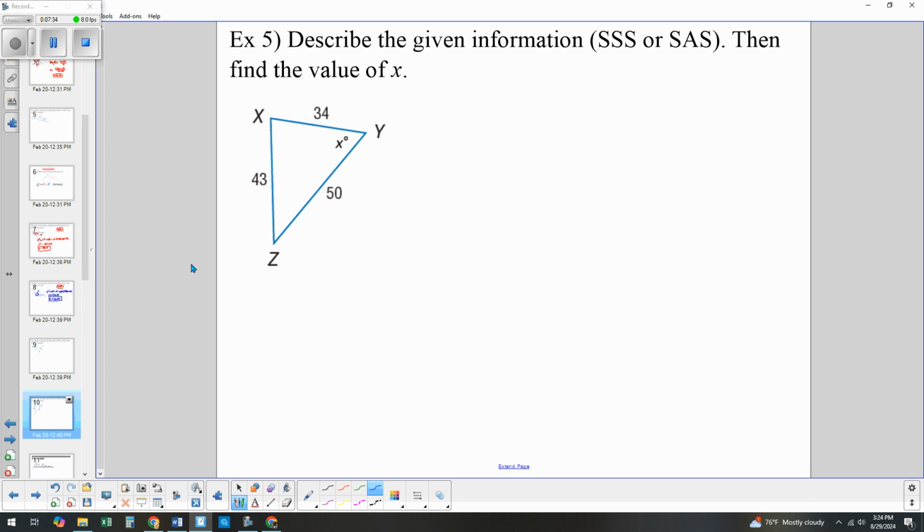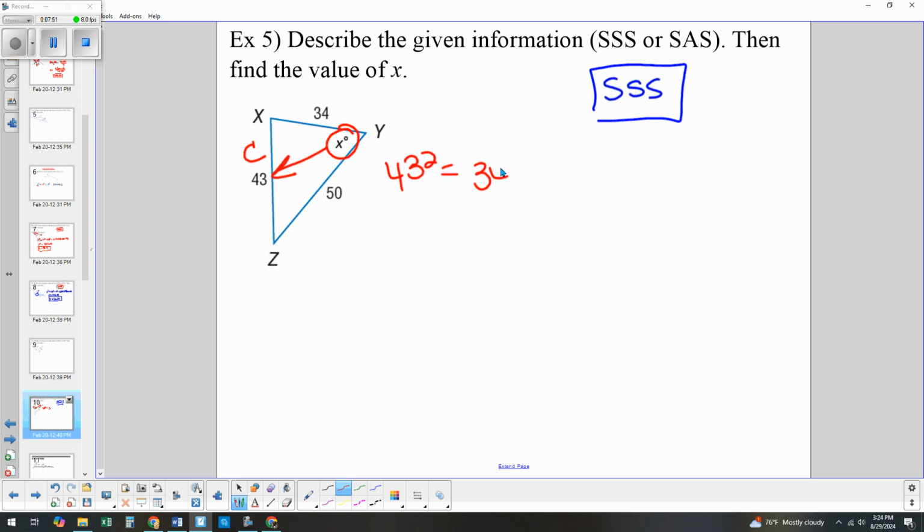So for example 5, I'm given all three sides. So this is an SSS problem. The angle I'm looking for is here, meaning the side across from it is my C. So this is going to be 43 squared equals, and now 34 and 50 are my A and my B. So this means 50, even though it was the biggest side, is not my C value.